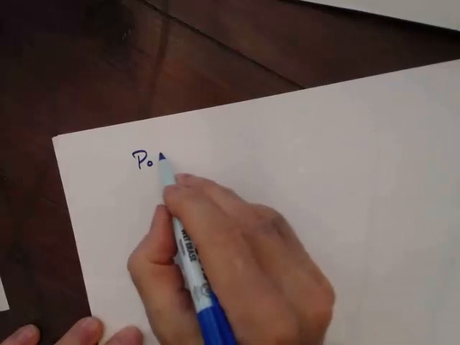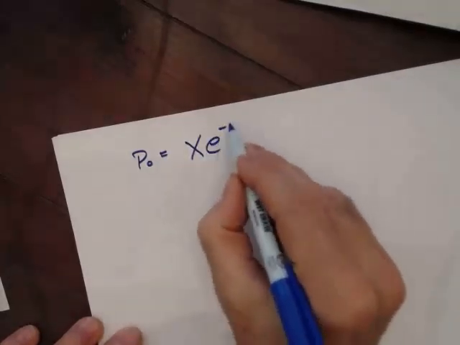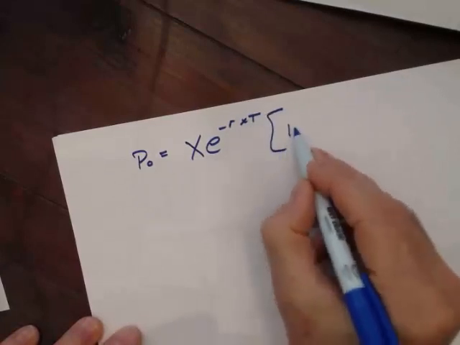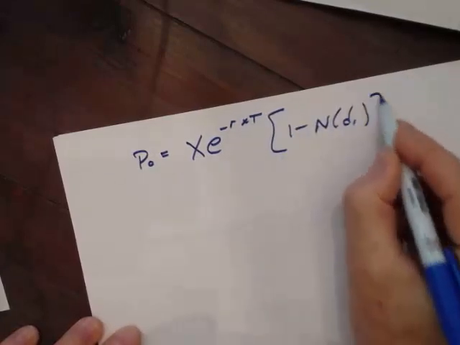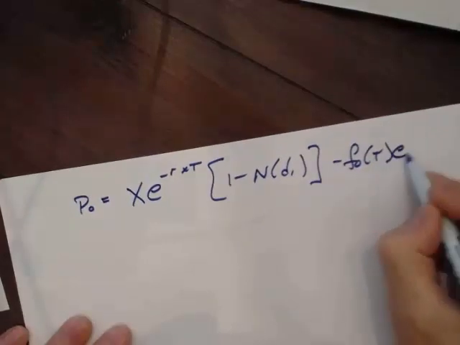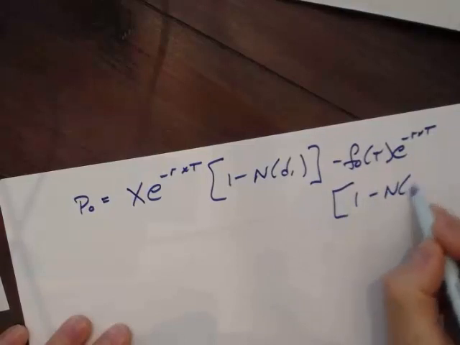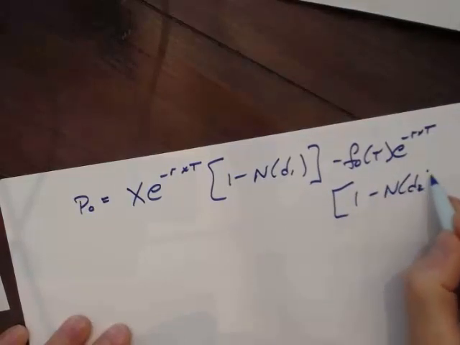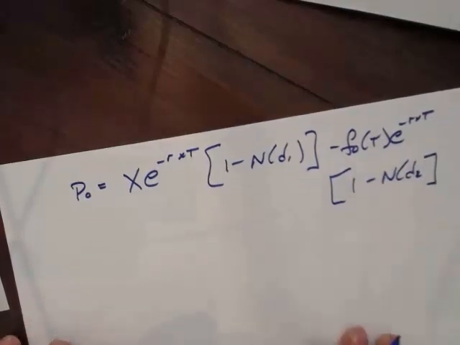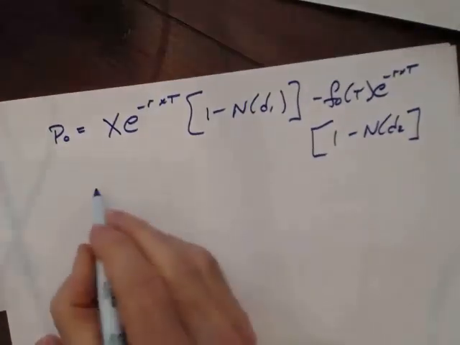If you figure out the price of a put using the Black model, the formula is this. Okay, can you see that? Yep, got it all on the video.